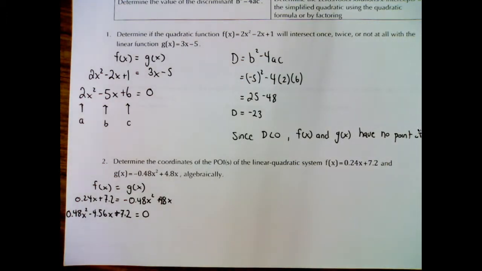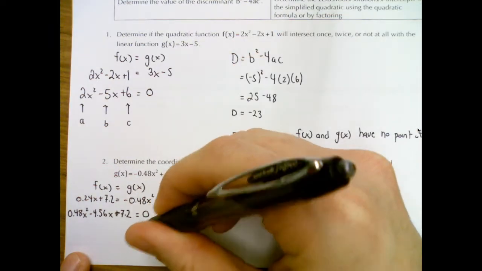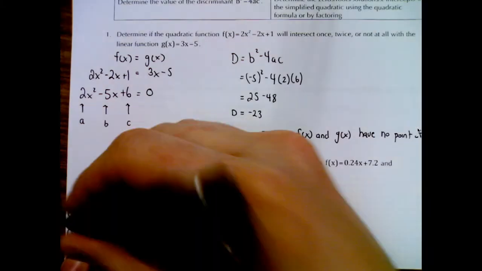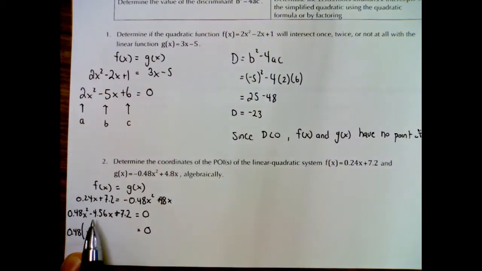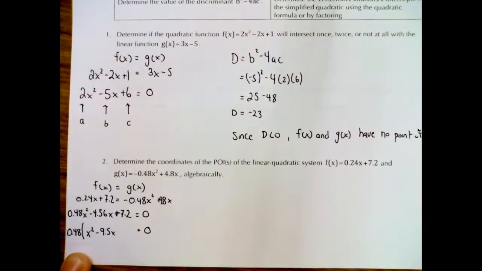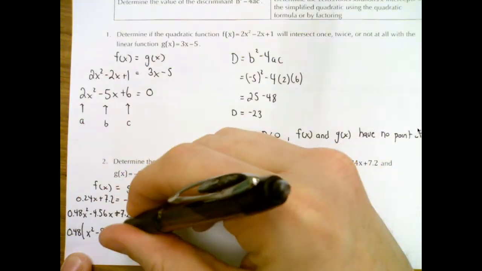One thing we could do here is common factor the 0.48 away and make that our a, and then see if it's factorable. Or we could just plug this into the quadratic formula. I'm going to divide away and common factor here and see if it makes the numbers any nicer. 0.48 from each of the terms leaves me with x squared. If I divide 4.56 by 0.48, I get negative 9.5x, which is kind of nice. And 7.2 divided by 0.48 gives me 15.